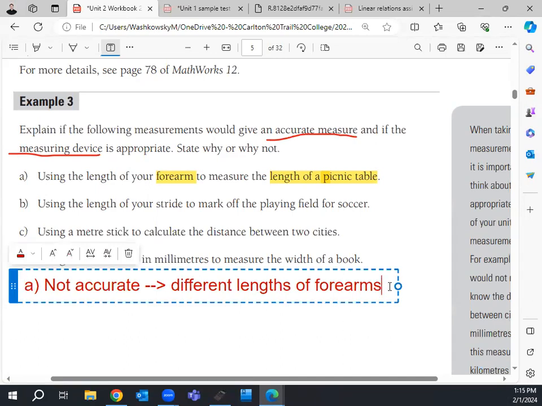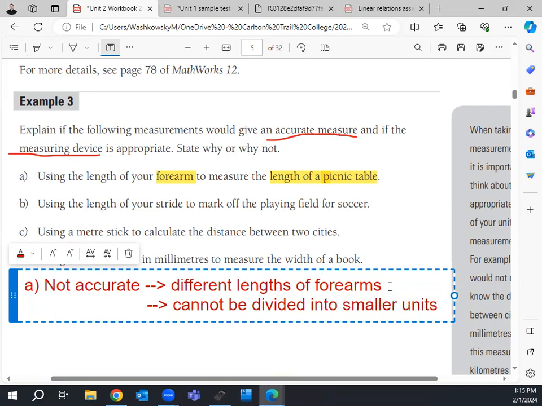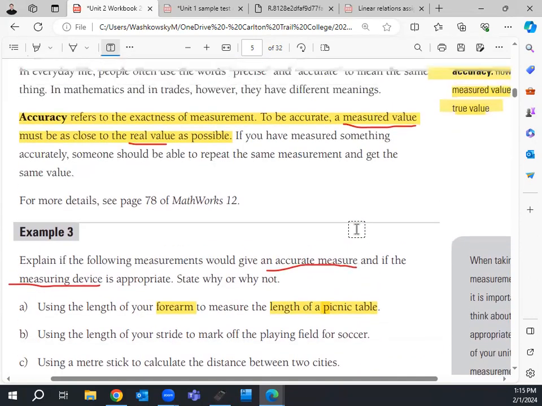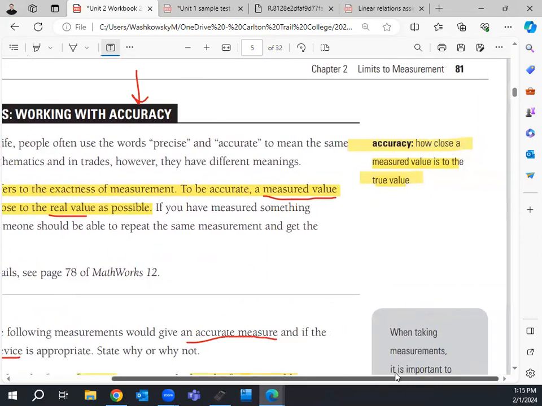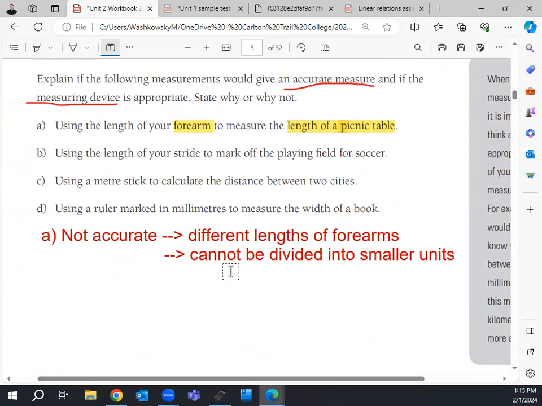Additionally, everyone has different lengths of forearms. Well, what if I say, hey, I want half a forearm of picnic table, or I want 3.5 forearms of picnic table? You're guessing where the half is, right? So it cannot be divided into smaller units. We're just on page 81. So you're using your forearm for a picnic table, very inaccurate, right?